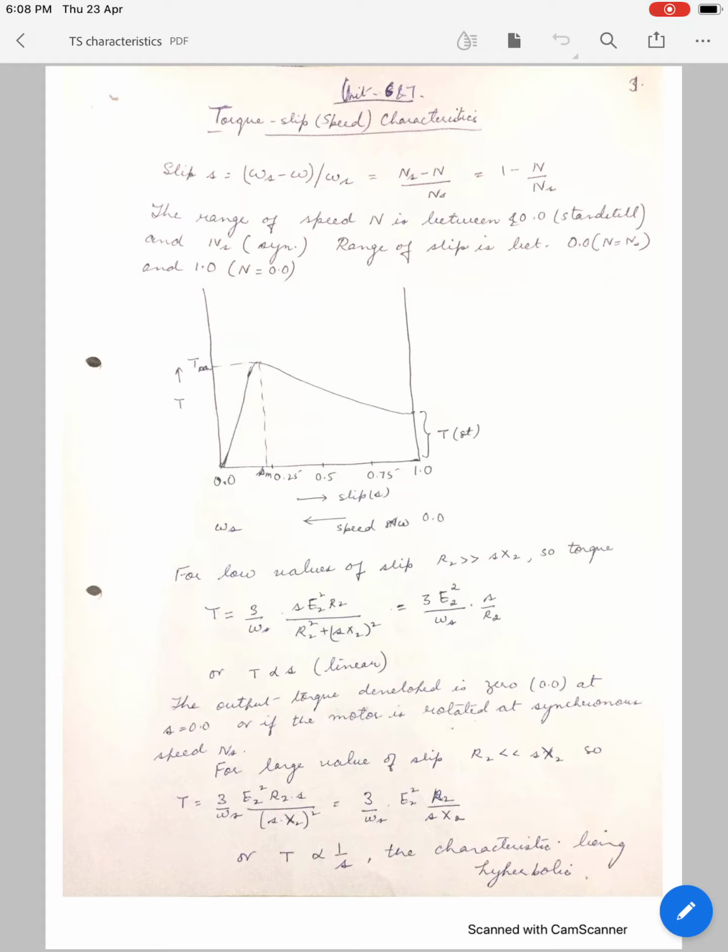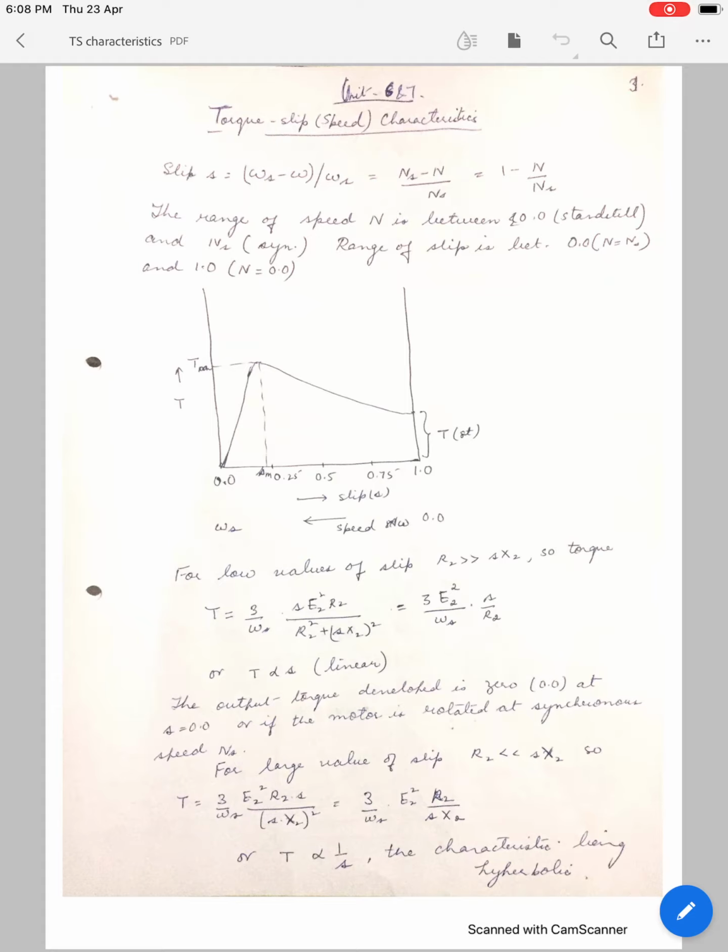Again, the ranges are the same, but they are in the opposite direction. So you can see from the torque slip characteristics and the torque speed characteristics, slip and speed are both taken on the x-axis, and slip will vary from 0 to 1 and speed will vary from omega_s to 0. That is, when slip is 0, the speed will be omega_s or n_s, the synchronous speed, and when slip is 1, that will be the standstill condition.